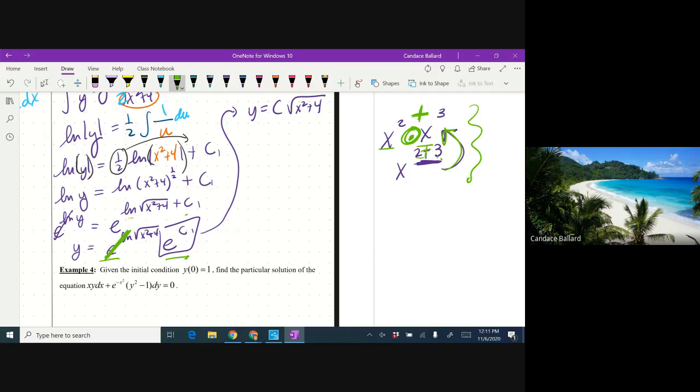This guy here just becomes a c because e is 2.718. So it's a number to another number. It's just going to be a number. Okay, so that's where I got the C here. Is that better, Gabby?